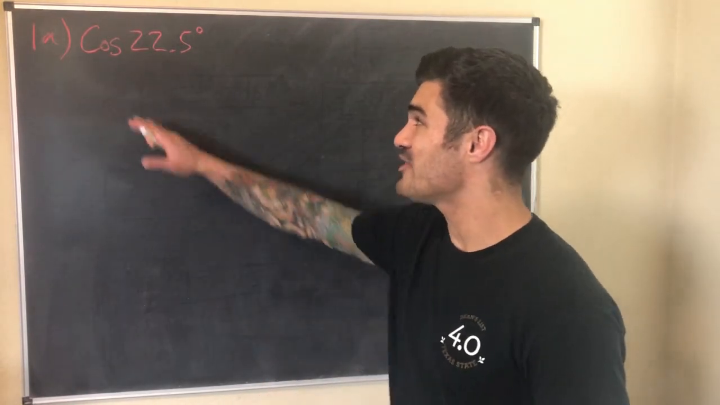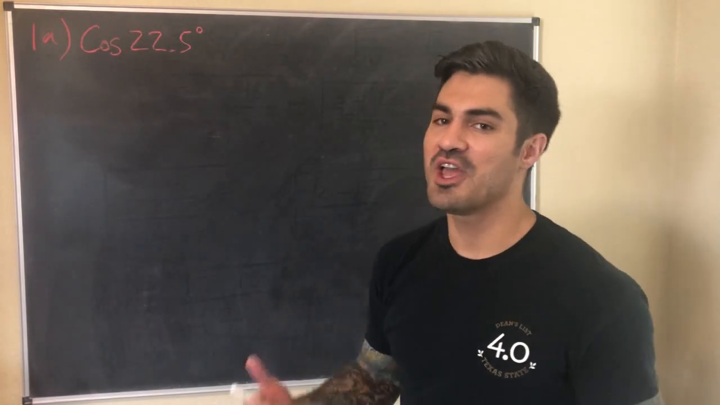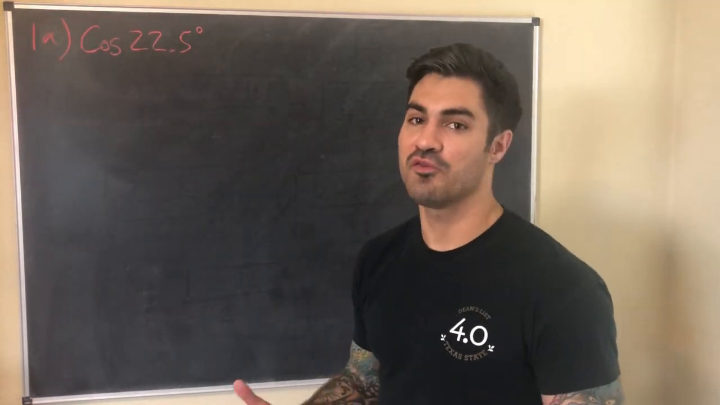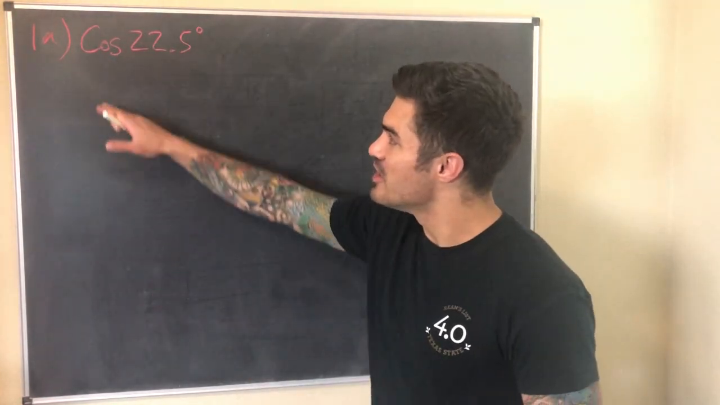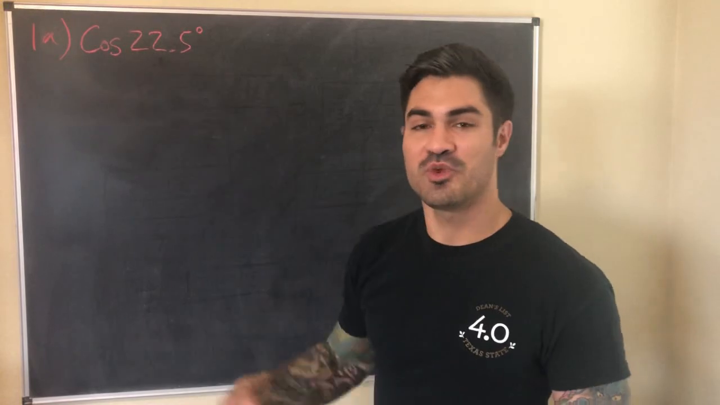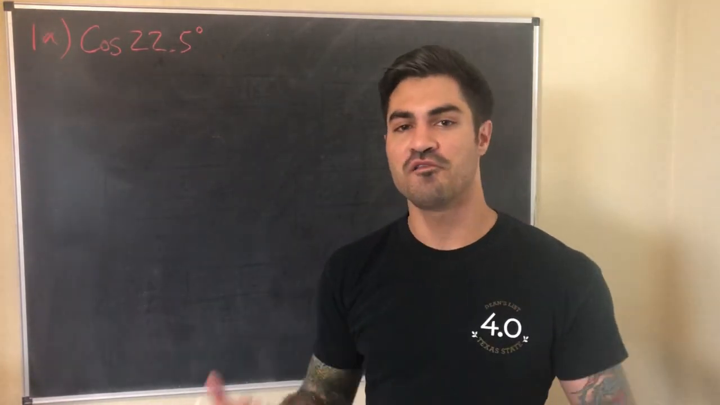So we're going to find the exact value of the cosine of 22.5 degrees using our half angle formulas. And it turns out this is a perfect candidate to use our half angle formulas, because what we have is the cosine of an angle, and this angle is half of an angle that we know and that we're familiar with, right? 22.5 is half of 45.